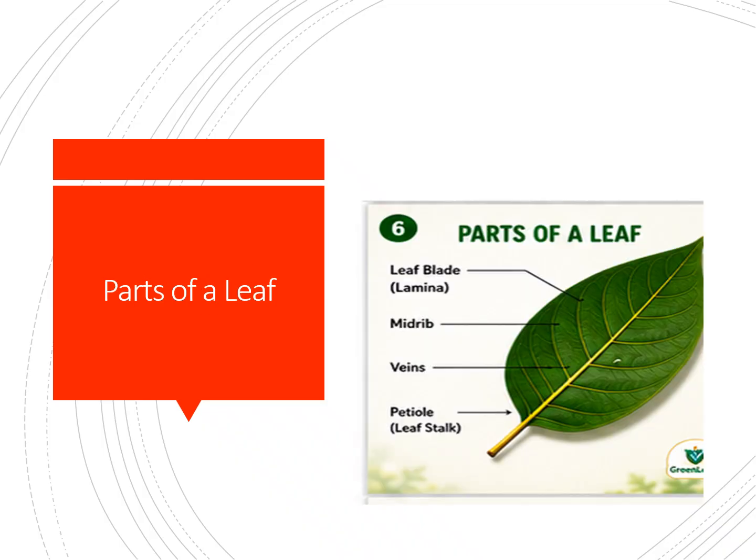Parts of leaf. In this, you can see the leaf blade, lamina. Here is the lamina. Midrib, this one. Veins, small like this one. And this is the petiole, the leaf stalk.